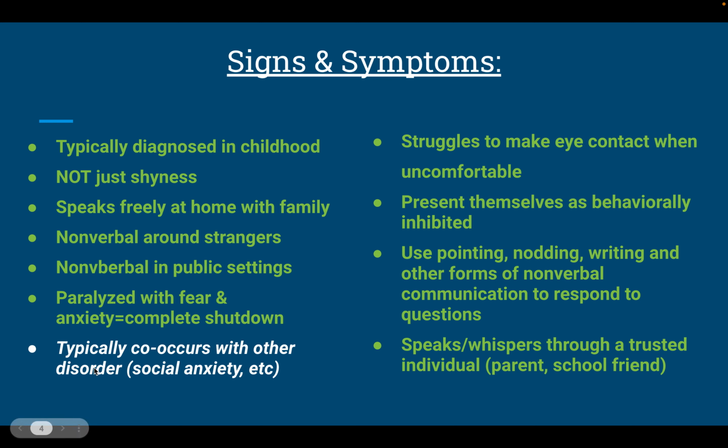I wanted to keep this for last. Typically, what you see with selective mutism is that it co-occurs with another disorder. Typically, it's social anxiety. As I mentioned, autism spectrum disorder is sometimes confused with it. It might be possible, but most of the time it's not autism. Usually this is an anxiety disorder, and it really stems from social anxiety.